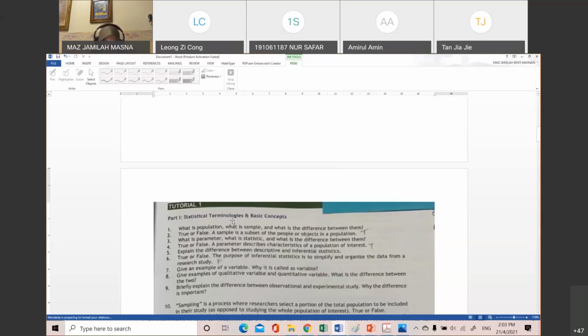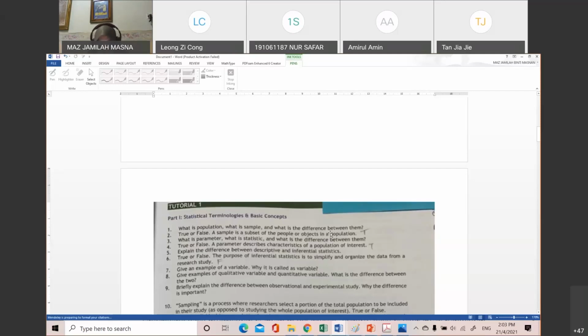What about sample? Okay, this is for me just to answer. There will be questions that I want you to answer. What about sample? Sample is a subset of the objects or subjects or things that we study from our population. That would be the definition of population and sample, in a simple way.